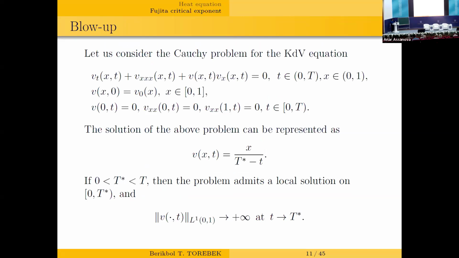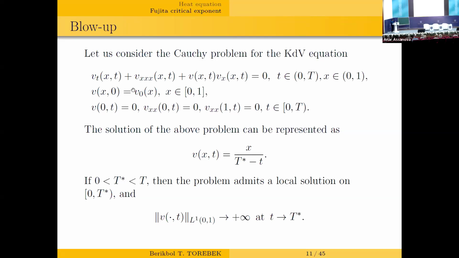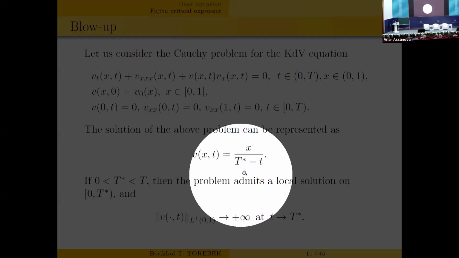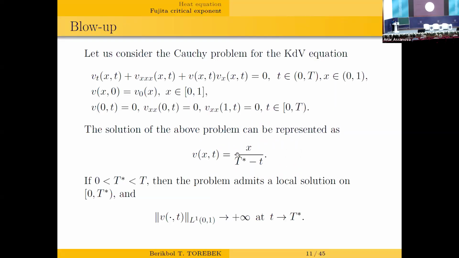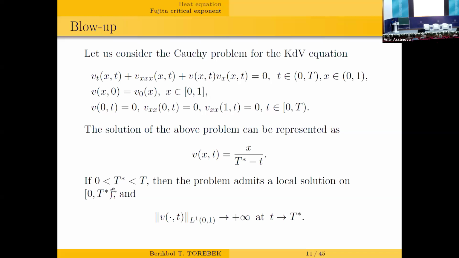Let us show another example. Let us consider the Korteweg-de Vries equation on a finite interval with this kind of boundary conditions and this kind of initial conditions. Then one can also show that this problem has this kind of solution. Here, T star is some constant between 0 and capital T. And there is a local solution up to the time t star. And if t goes to t star, then the solution goes to infinity. Again, this is a blow-up phenomenon.